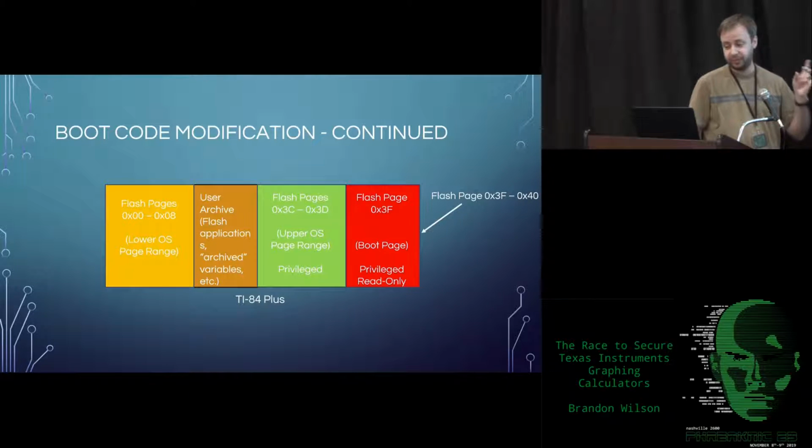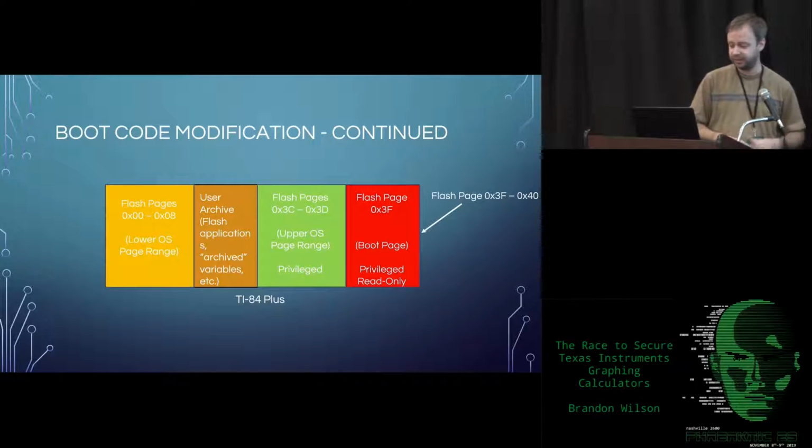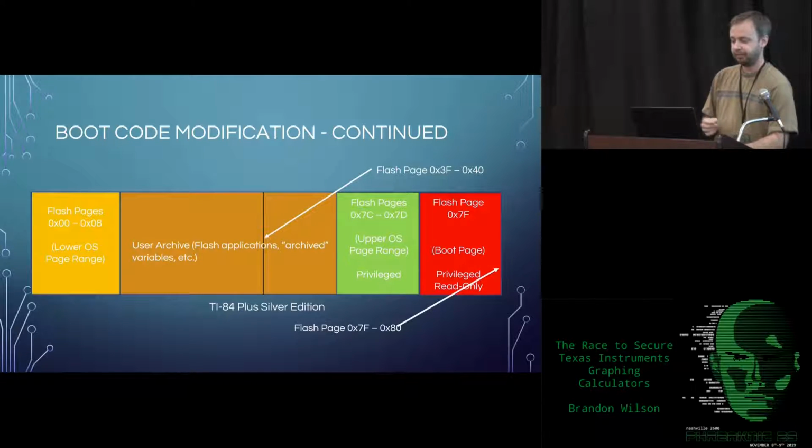The first OS section is at the very beginning of the flash chip at sector 0. That's the yellow area. It runs from flash page 0 to flash page 8. And then near the end of the flash chip in green is the second part of the OS. These are the privileged pages, and that's why it has to split it up into two. The green part has the privileged code, and the rest has the unprivileged code. So both the upper OS range, in green, and the boot page in red are privileged. But the boot page is supposedly read-only. And in between the two OS sections, that brown area is the user archive. That's where flash applications, archive variables, things like that are stored.